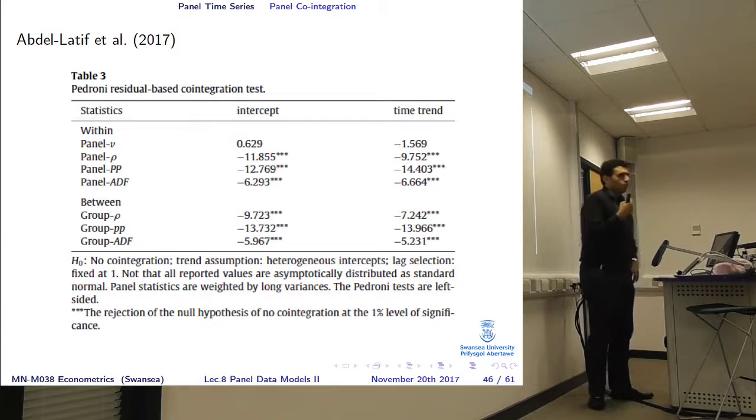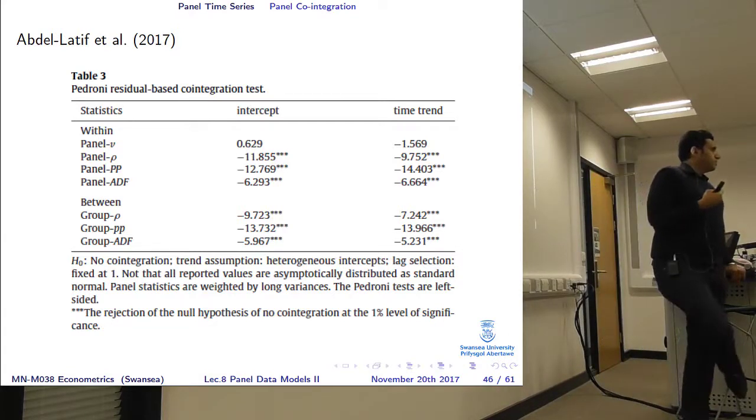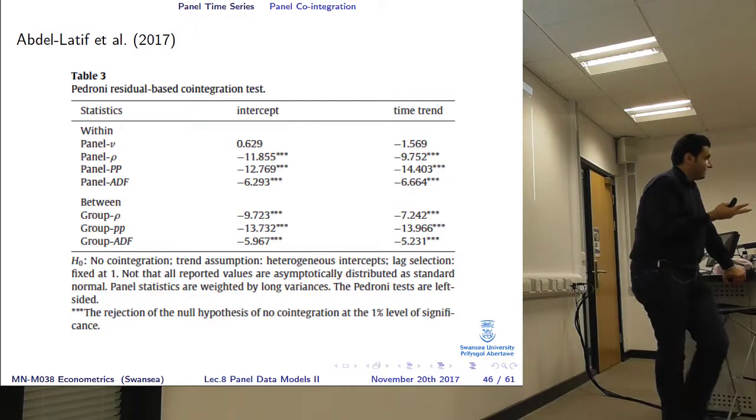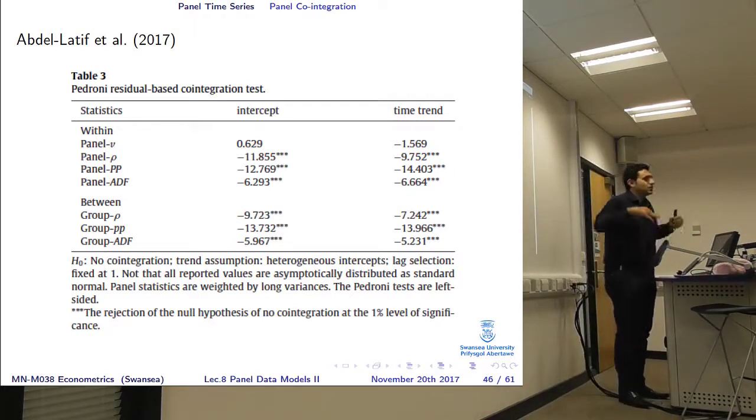Okay, so what are the variables that are integrated here? Do you remember them? We've got three variables in the whole. Do you remember them? So we have energy consumption, energy price, and the industrial value added to GDP ratio. Okay, so just remember what we're doing. Just don't get lost in details because there are so many details here.